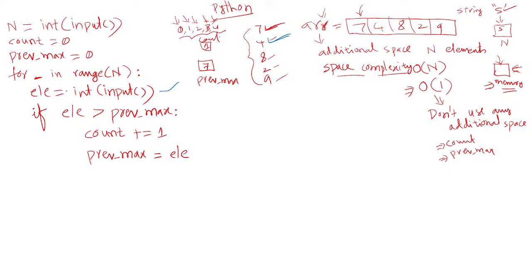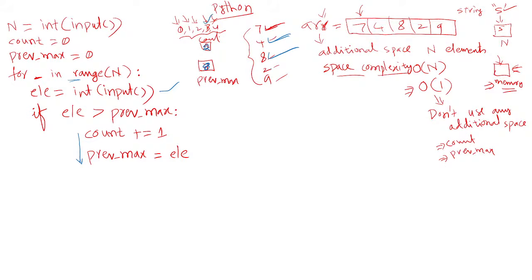Input reads the next number 4. Is 4 greater than previous max 7? No, so this is not executed. It is executed only when the condition is true. Then it goes up to the for loop, and int input reads the next number 8 and stores it in element. Is 8 greater than previous max 7? Yes, so count becomes 2 and previous max becomes 8.